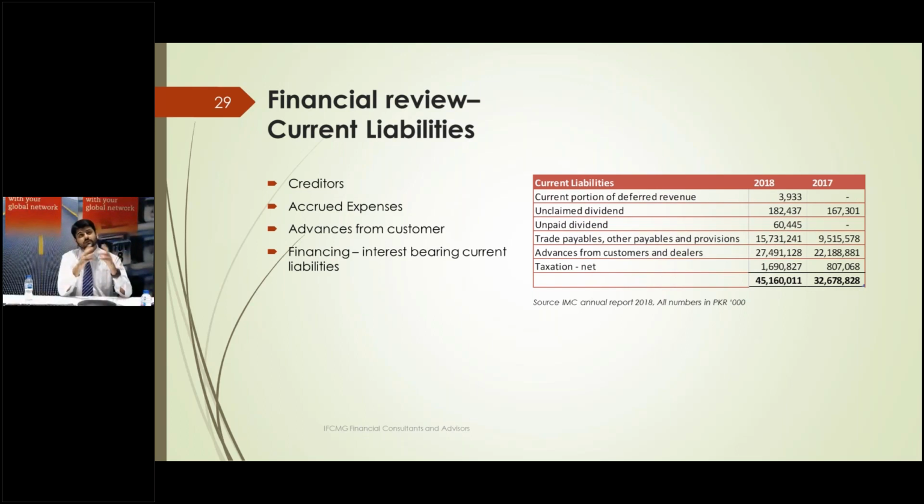So to sum up the current liabilities, we just need to drill down and see what drives these numbers up. For example, the 45 billion in liabilities is primarily driven by two main heads, that are trade payables and advances from customers and dealers. So out of 45 billion, around 42 billion is concentrated in two heads only.